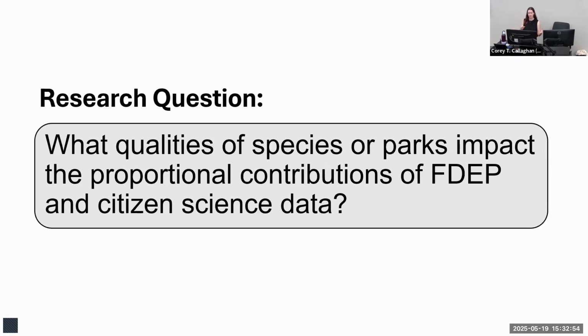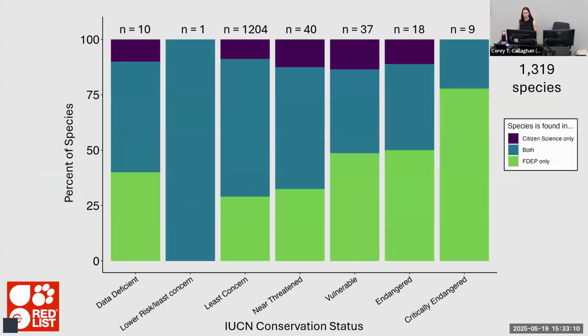And so with all of this difference and variation in the parks, why are some species documented, some species not? I had a secondary research question about what qualities of species or parks impact the proportional contributions of FDEP and citizen science data. I first looked at qualities of species by looking at conservation status from the IUCN Red List. Only 20% of all the park species even had a status from IUCN, probably because there are just so many plants and insects that don't have a status.